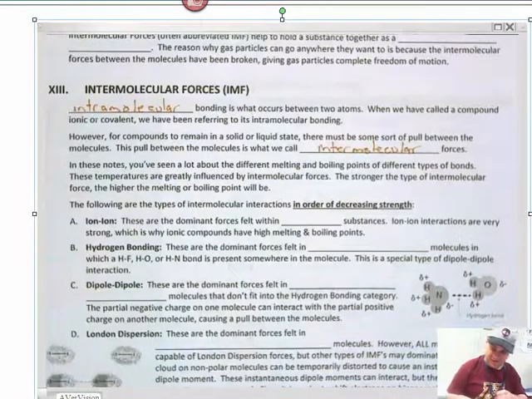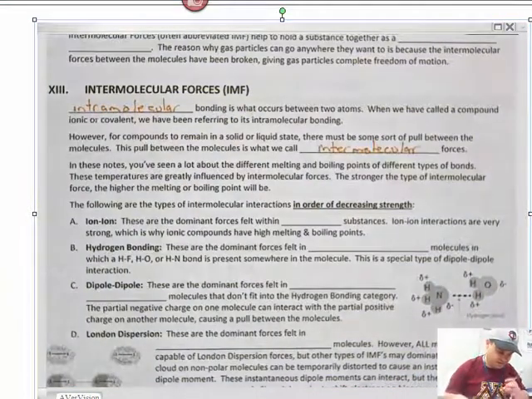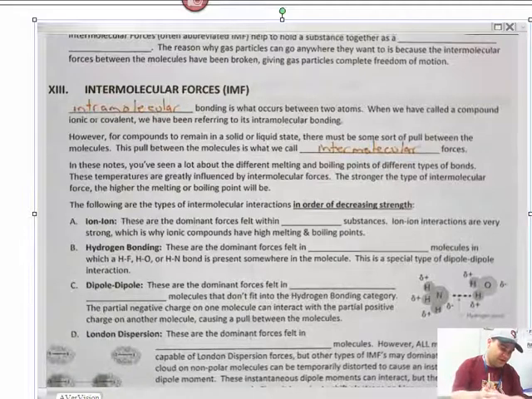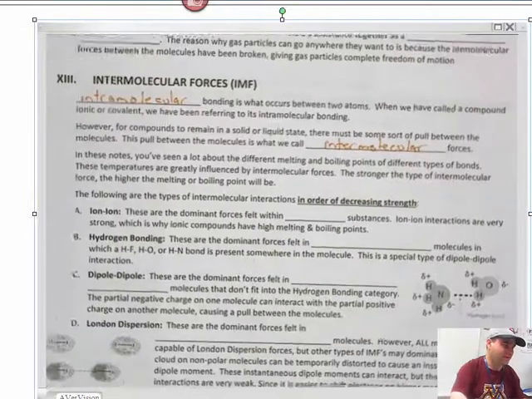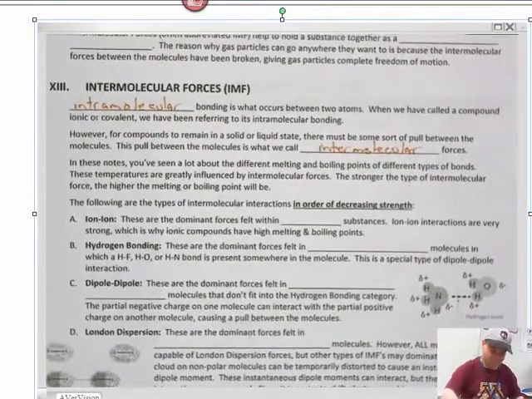These are the forces that are between the molecules. These affect the melting points and boiling points, and affect the states of matter. The stronger the intermolecular force, the higher the melting point or boiling point will be. Okay, so then we have four of them.